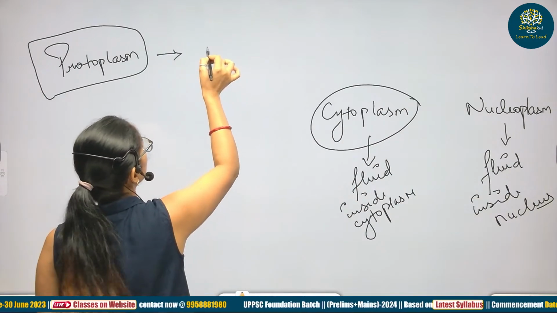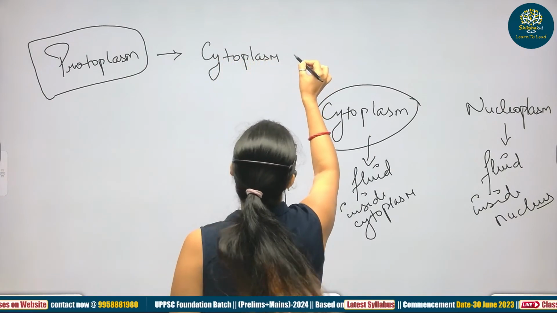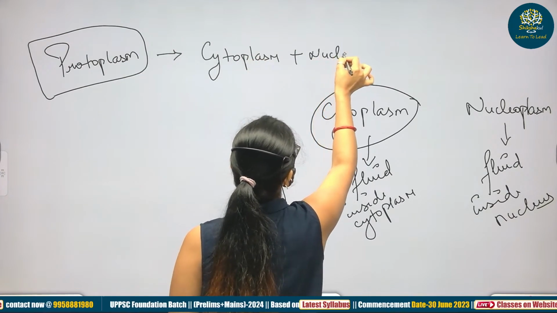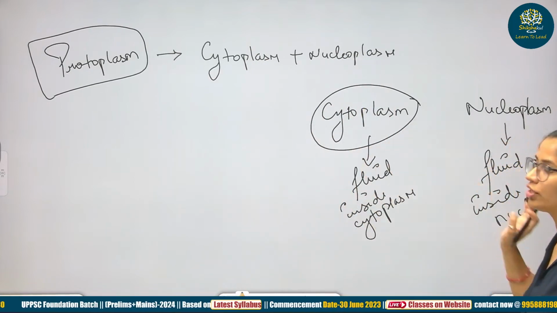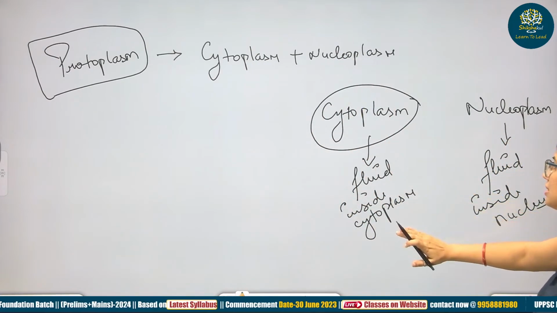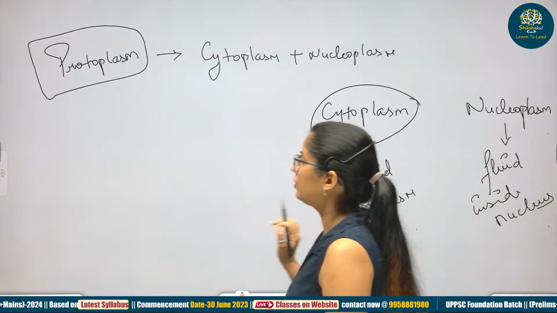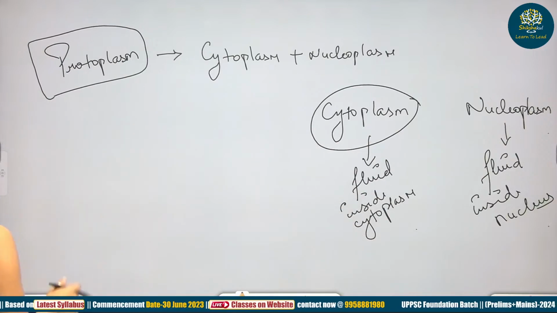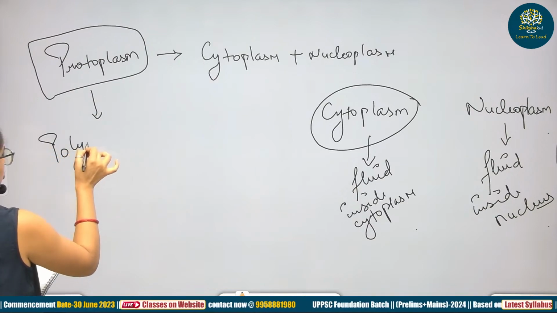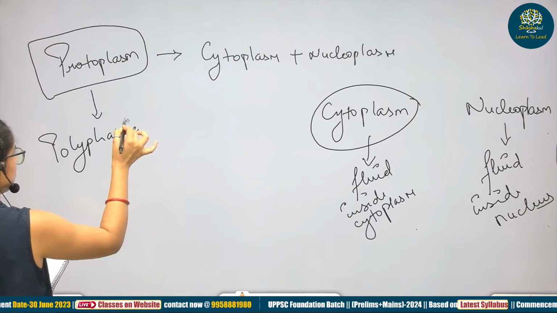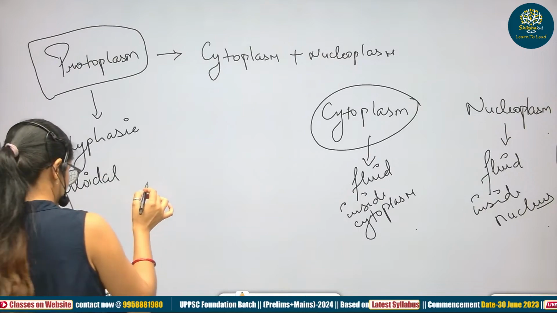Basically, it is a combination of both cytoplasm plus nucleoplasm. In simple words, protoplasm is a combination of both cytoplasm and nucleoplasm. Cytoplasm is the fluid inside the cell, and nucleoplasm is the fluid inside the nucleus. These are components of a cell. Protoplasm is a polyphasic colloidal system.